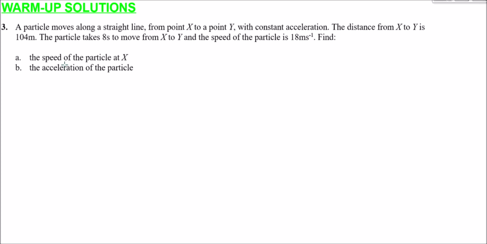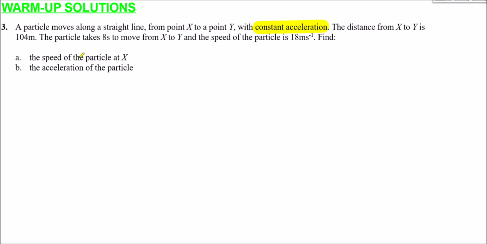Question 3, we have a particle that moves along a straight line from point x to point y with constant acceleration. Key point here, it says constant acceleration, therefore we can use the SUVAT formulae. The distance from x to y is 104 meters. The particle takes 8 seconds to move from x to y, and the speed of the particle at y is 18 meters per second.